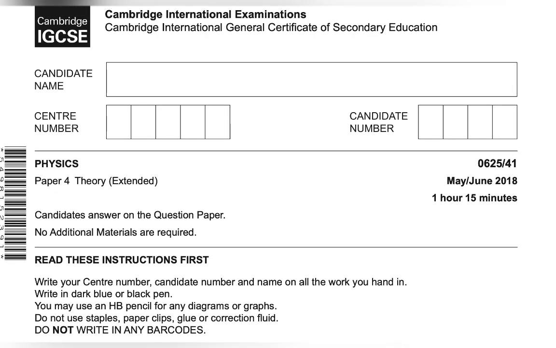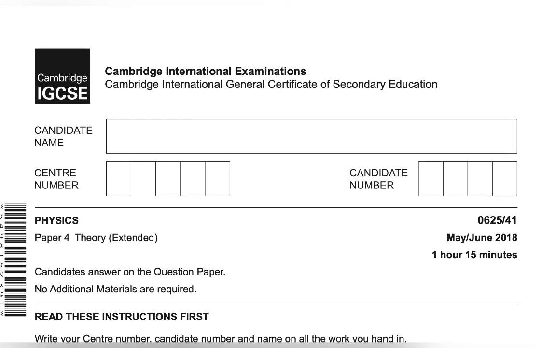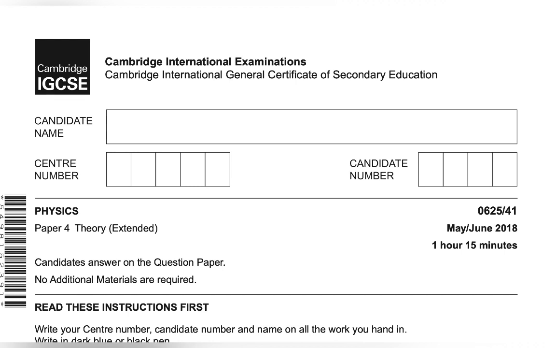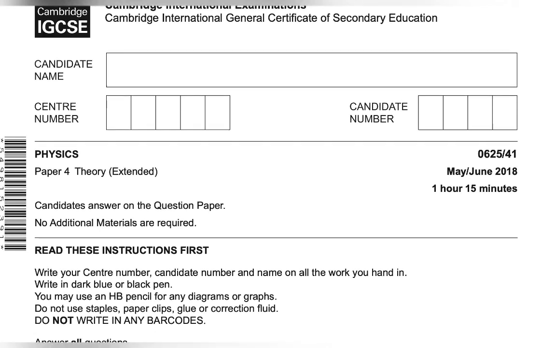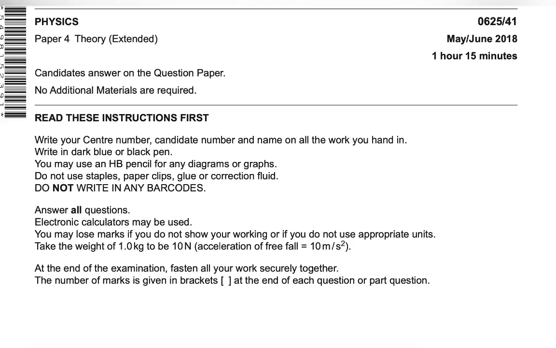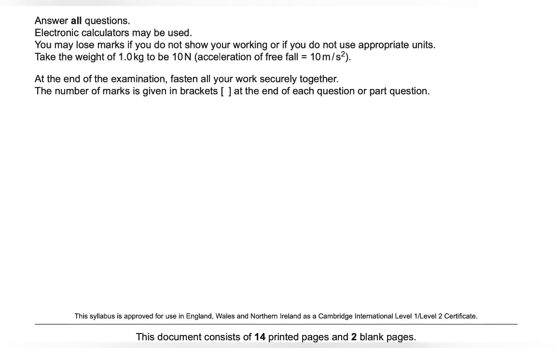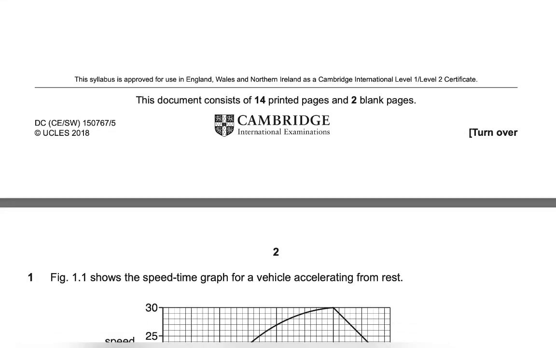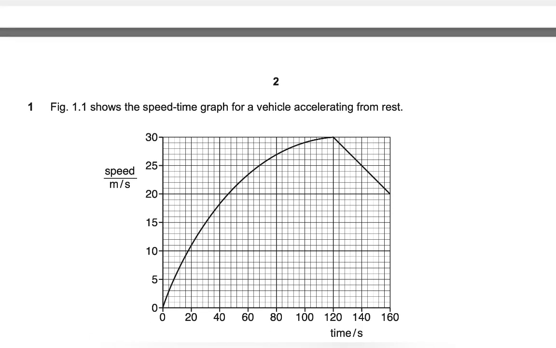Today we'll be looking at physics, paper 4. We're looking at the May/June 2018 paper 4-1. Let's take a look at some of the parts. Today's one will be part 1, and we will try to finish this paper within two videos. The first part we will be looking at is this question, so without much ado, let's begin.